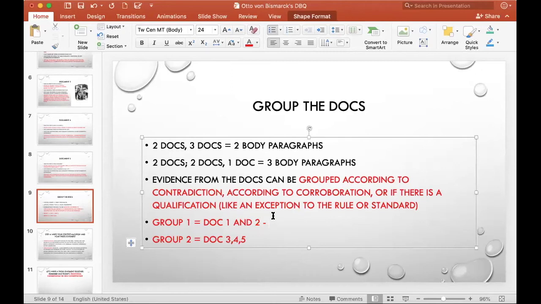I grouped documents 1 and 2 like this because the similarity they have is that Bismarck is promoting a new type of conservatism, but also trying to hang on to his more traditional value conservatism. Both of the documents point that out. So I'm grouping this together because it's kind of half and half: some traditional conservatism is present and some new conservatism is present. So that's why I group those together.